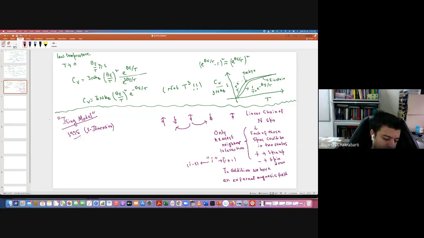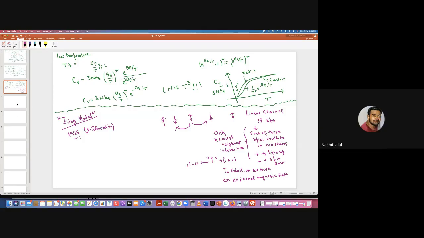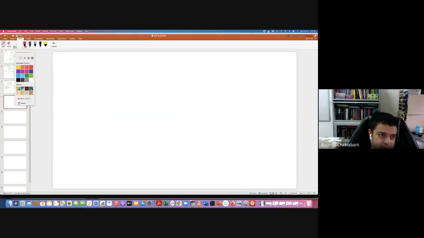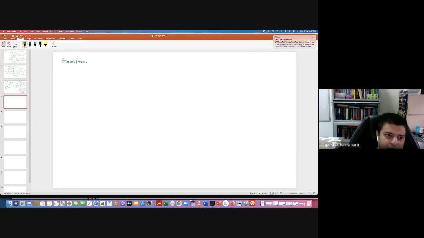Tell me if you have any queries. It's very simple, the statements are very simple. So what will be the next step? Can anyone tell me what should be the next step? The next step would be to construct the Hamiltonian. The steps are very well known now: construct the Hamiltonian, then construct the partition function, and then calculate the thermodynamic quantities, isn't it?